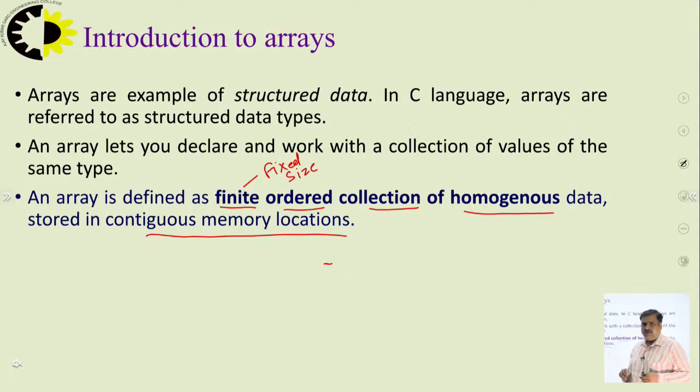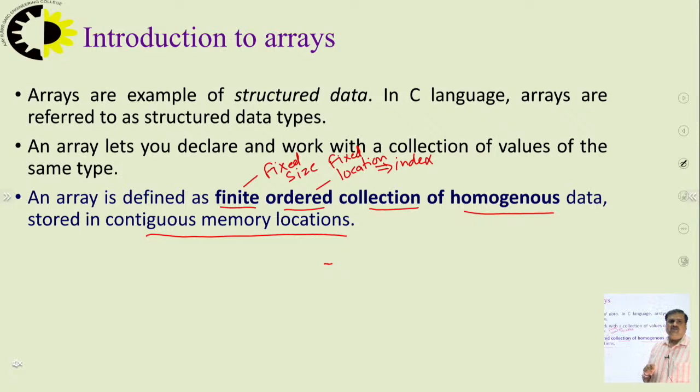Second thing is ordered. Ordered, the element is stored at a particular location that has an order, and it will be stored such that previous to that element, next there will be another element. So the location of an element in an array will be fixed. So we have a fixed location of an element that we will use with the help of an index.